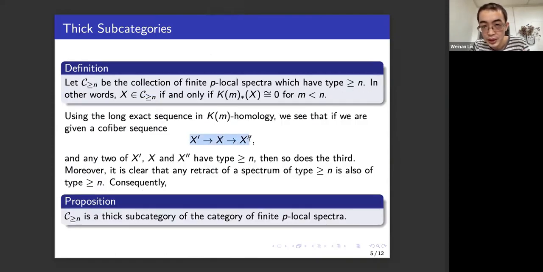In the category of spectra, cofiber sequences and fiber sequences are exactly the same thing. I mean, if X'' is the cofiber, then X' is the fiber of this map. Okay, just in case you don't know that. So we just showed that this category C greater than or equal to N is thick in the category of finite p-local spectra. And then you may ask the question, are there other examples of thick subcategories?